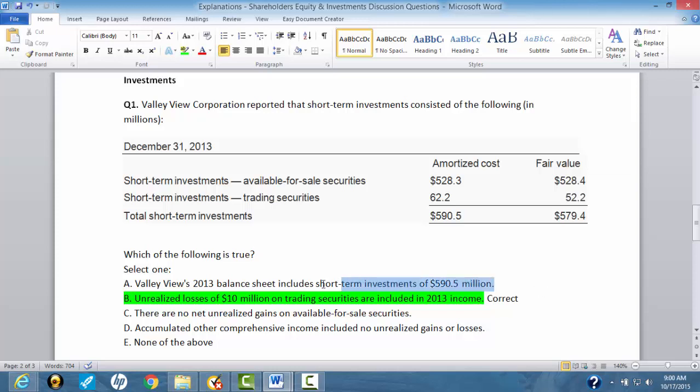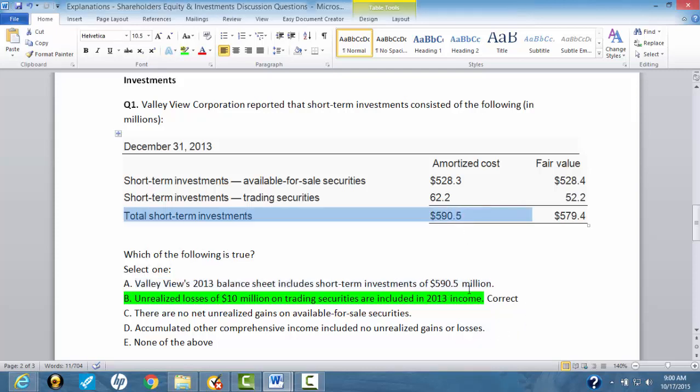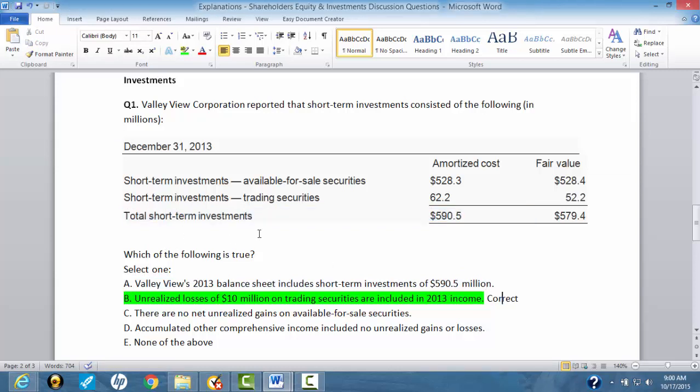Now, A reports the cost on the balance sheet for the available for sale and trading securities. That cannot be correct because these securities are reported at their fair market values. Let's skip to C.